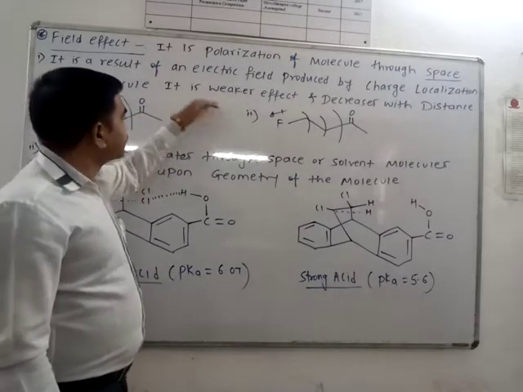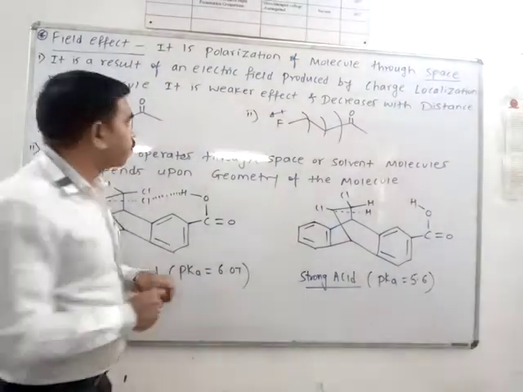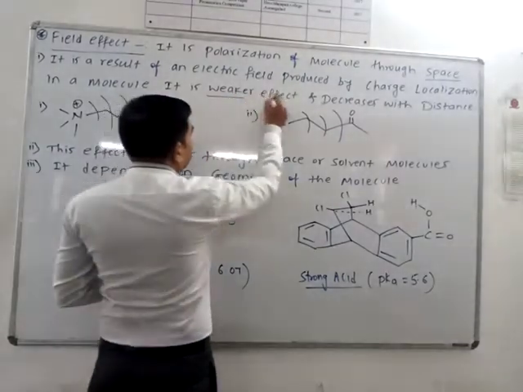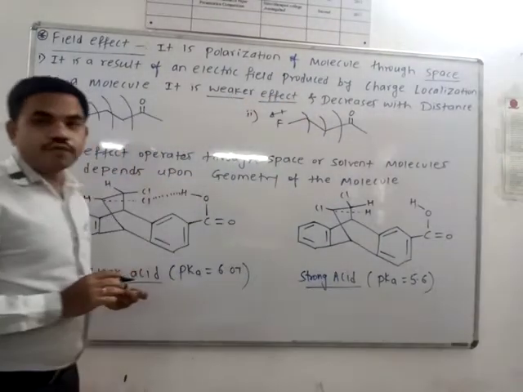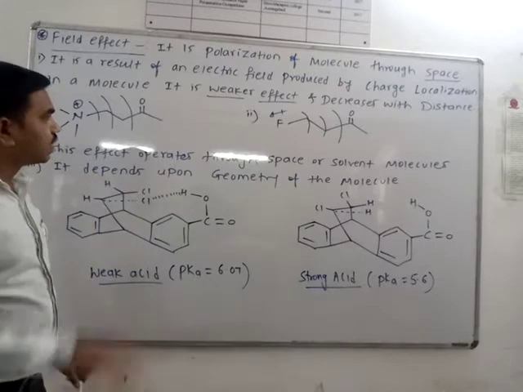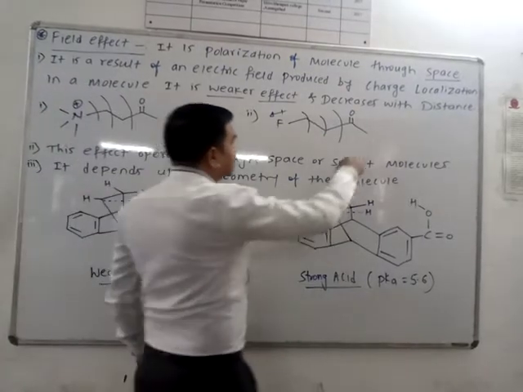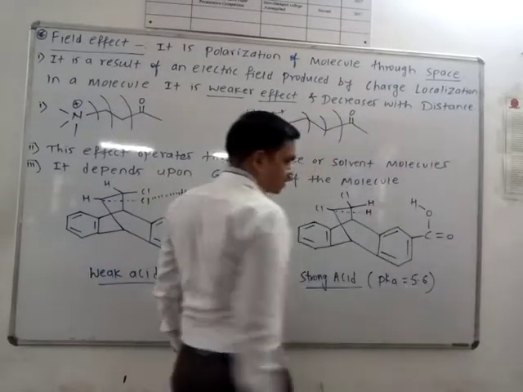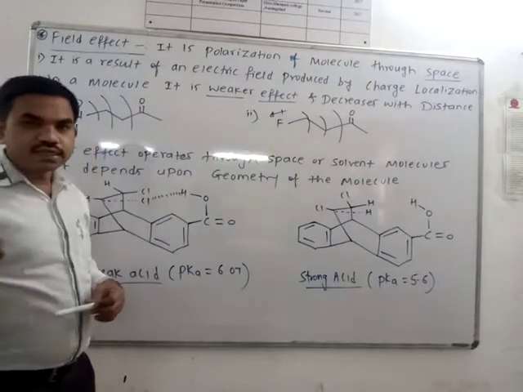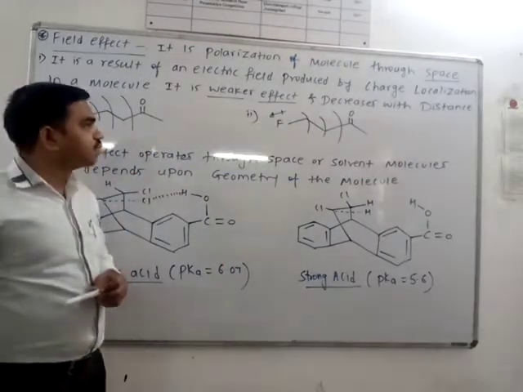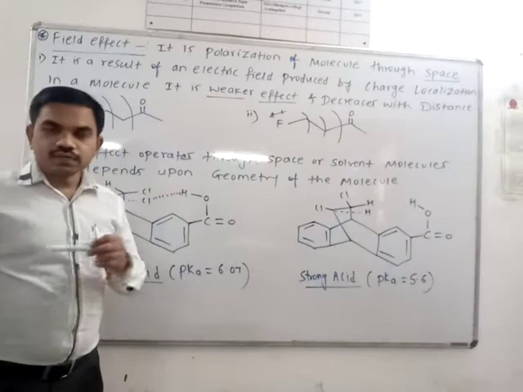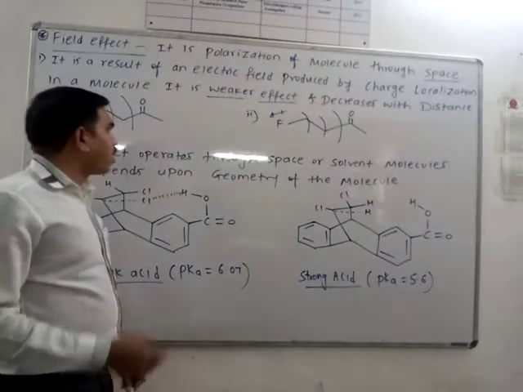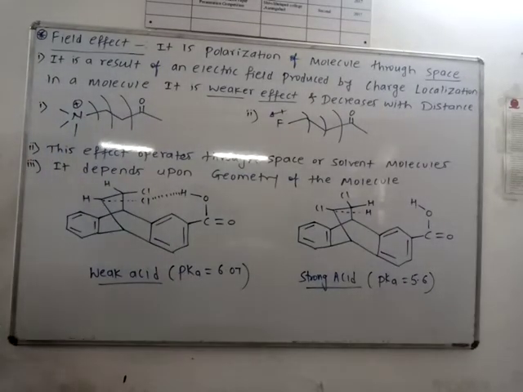Now it is a weaker type of effect, it is not a stronger effect. It is a very weak type of effect, and it decreases with distance. As distance increases, this effect decreases. Now how does it produce in organic molecules? For that we have to see some examples.